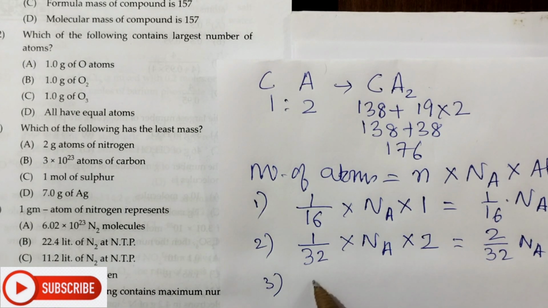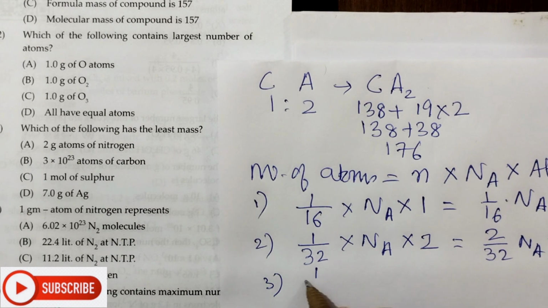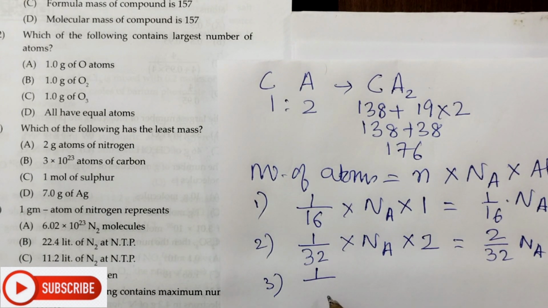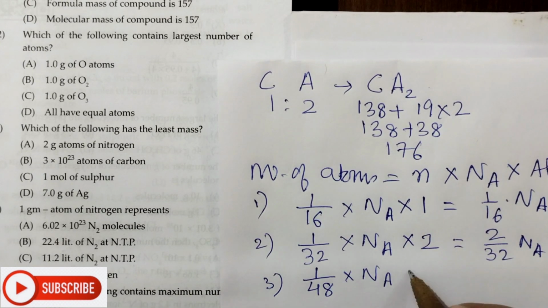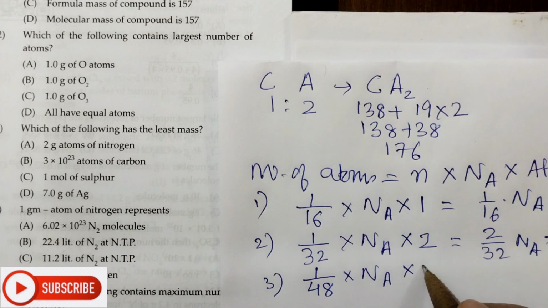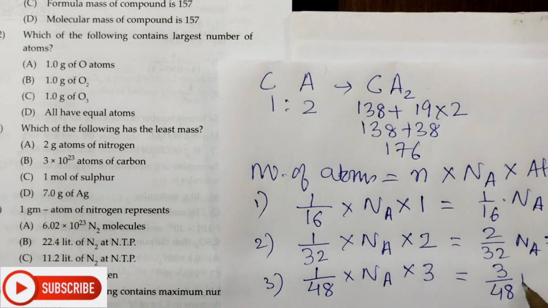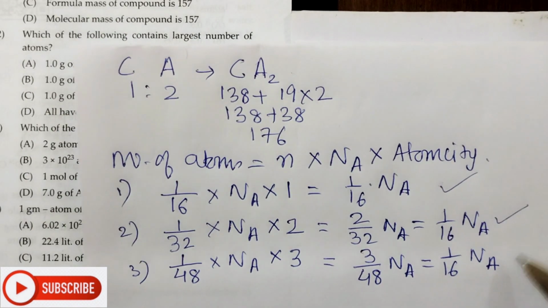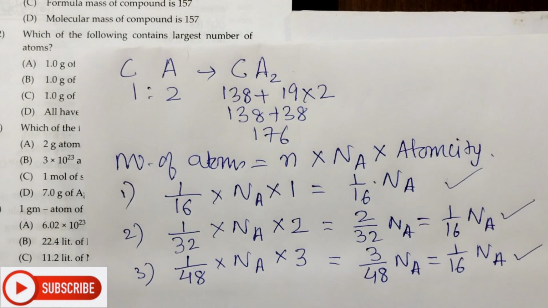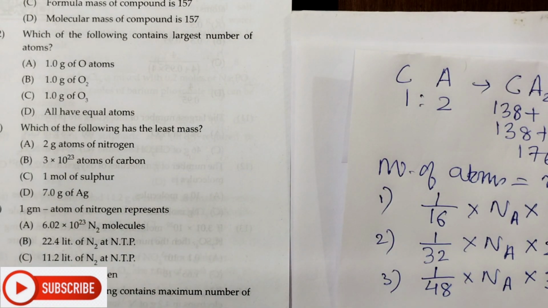The third option they have given is 1 gram of ozone molecule. So 1 gram of ozone molecule will be 1 upon, ozone is O3, so it will be 16 into 3, that is 48 into Avogadro number. What is the atomicity of ozone, students? It is 3. So this will come to 3 upon 48 Avogadro number, that will be again equal to 1 upon 16 Na. If you see the number of atoms in all the three options, they are coming the same. So your answer will be all have equal atoms. So the answer is the fourth option.